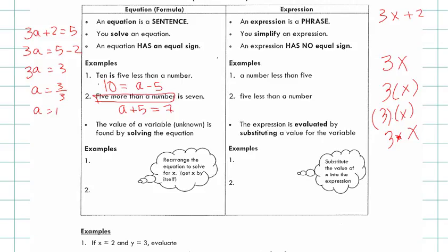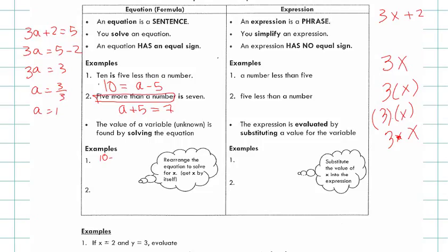Where is the negative coming from? The 5? Yes. So the 5 has a negative in front of it, right? Yeah. When I move it over, it becomes a positive 5. Right? So I'm going to have 10 plus 5 equals A. So what's 10 plus 5? 15. So 15 equals A.